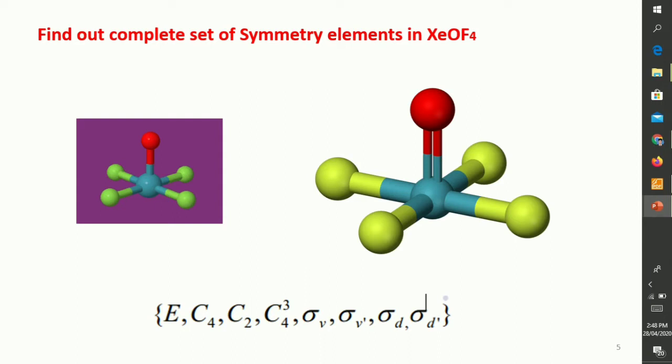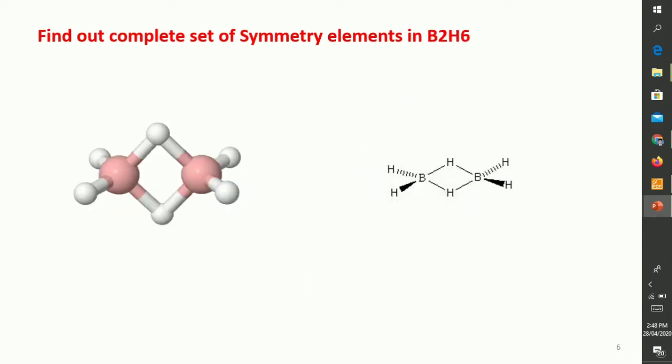So the next is diborane, B2H6. Try to find the complete set of symmetry operations in B2H6, which is diborane. So we need to write the identity first. After writing identity, is there any axis of rotation or proper rotation present in diborane? Yes, there is. There is a C2 in this direction. This is actually an axis of rotation of this molecule. You can see over there.